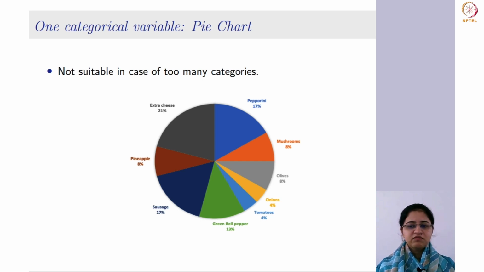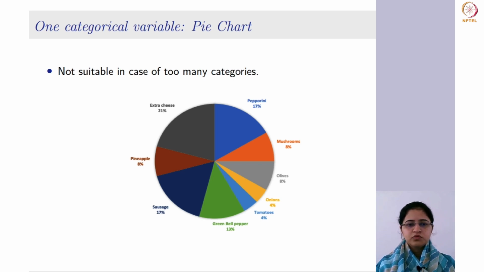Okay, so we will learn through Python how to draw it at the end of this week. We will see how to draw a pie chart or how to draw a bar chart for different data sets. Now, for one categorical variable, you can draw a bar chart or a pie chart. And you have also seen the drawbacks and the positive points of both the charts.